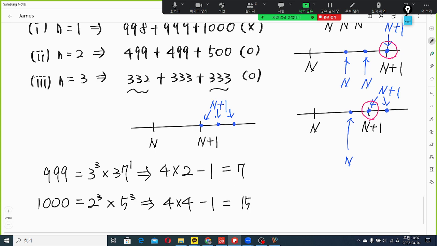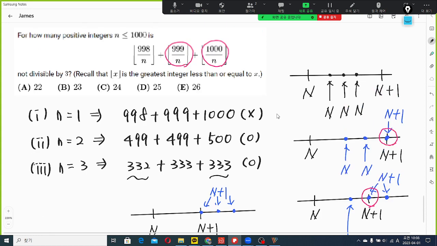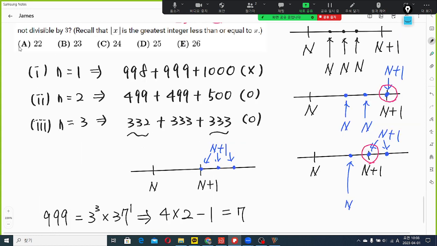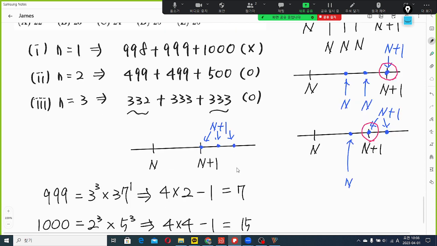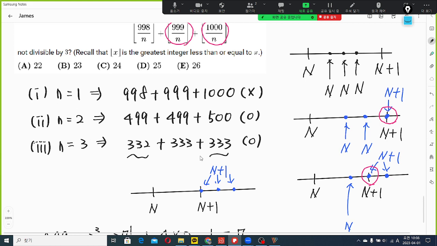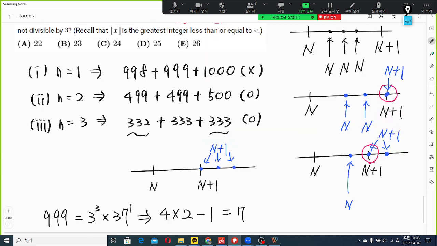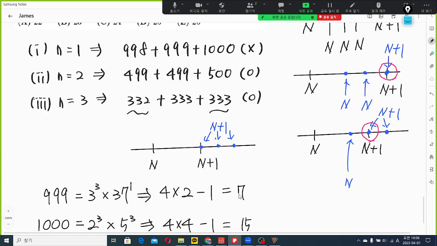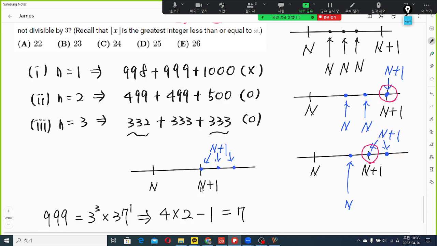So the number of total cases is, can you find the option? 7 and 15 makes 22. Sorry, 22. Yep, A is the answer.